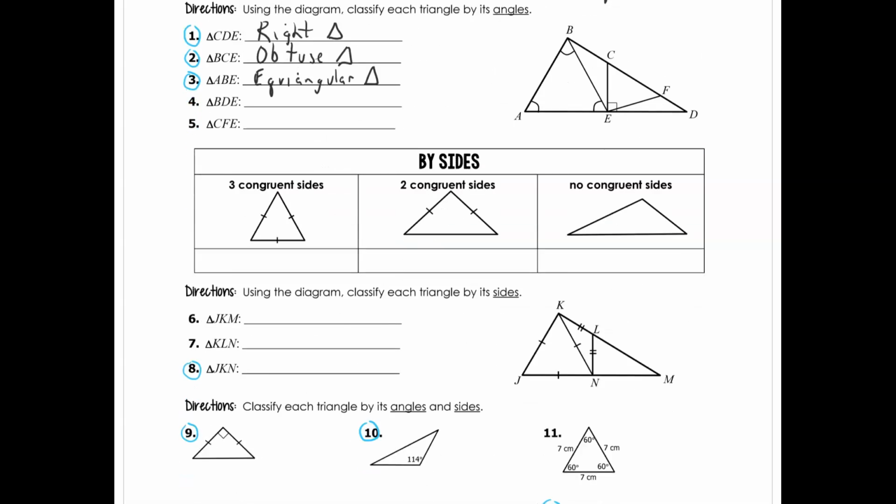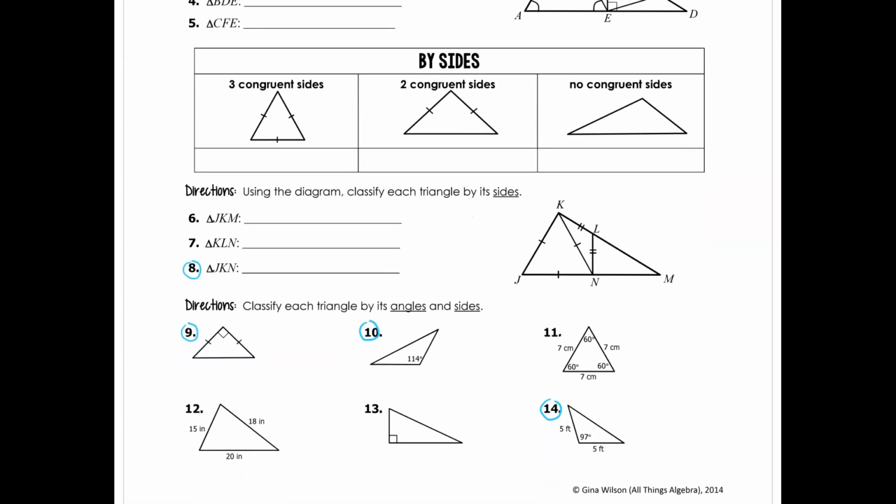Let's move on. Let's look at classifying triangles by sides. Now, if three sides are all the same, we call that equilateral. Starts the same as equiangular, EQUI, except lateral is just another word for side. So equilateral means equal sides. When we have two sides that are the same, we call that an isosceles triangle.